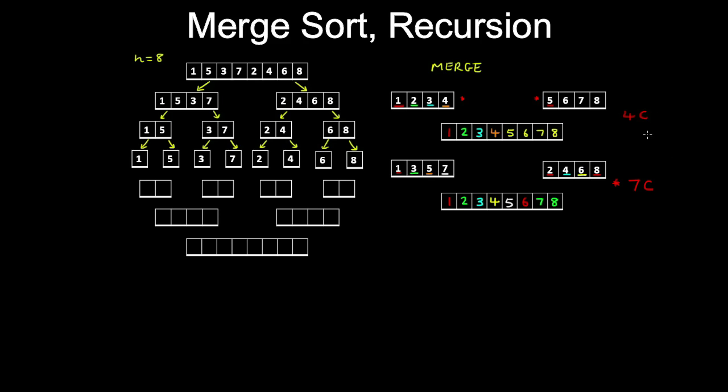So in general, to merge two lists with n elements, in this case n equals 4, we required at least n comparisons, and at most 7 comparisons, so that will be 2 by n minus 1 comparisons.